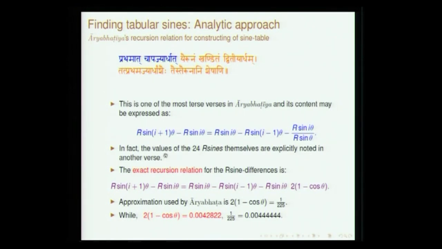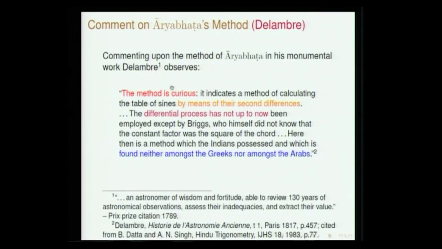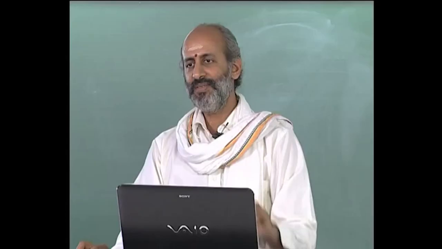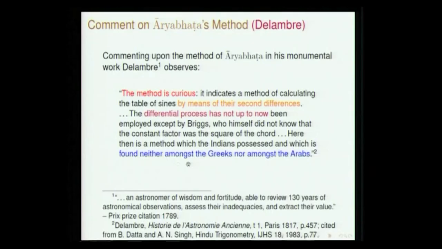So, this is what I meant by saying that this amounts to the second order difference equation. That is what he has in his mind when he says that by means of second differences, the differential process has not up to now been employed except by Briggs. He is talking about the 16th-17th century, and Briggs himself did not know that the constant factor was the square of the chord. Here then is a method which the Indians possessed and which is found neither amongst Greeks nor amongst Arabs. So, this is something which is quite unique.